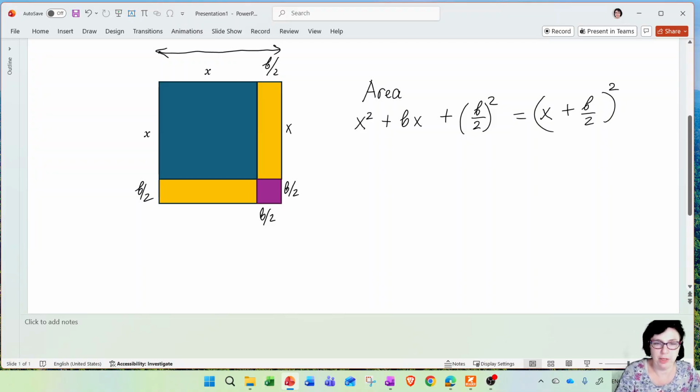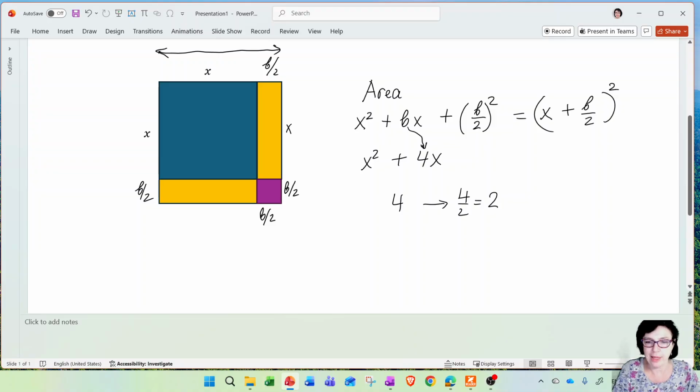When they give you something like this, like x squared plus, for example, 4x, how do you know what to do to complete the square? Well, your b over here is 4. You're going to divide it by 2, so start with 4 divided by 2. This is going to give you 2. And then you square whatever you got over here. So 2 squared, that's going to give you 4. And that's the missing piece that you're going to add to make it a complete square.